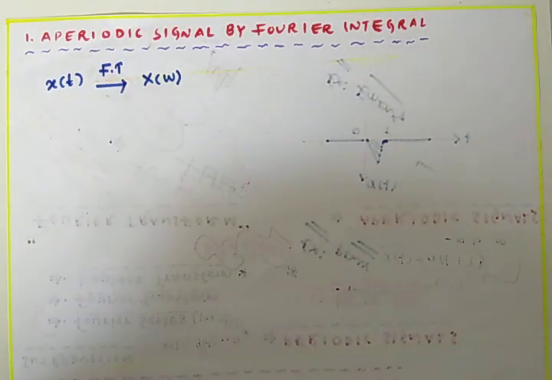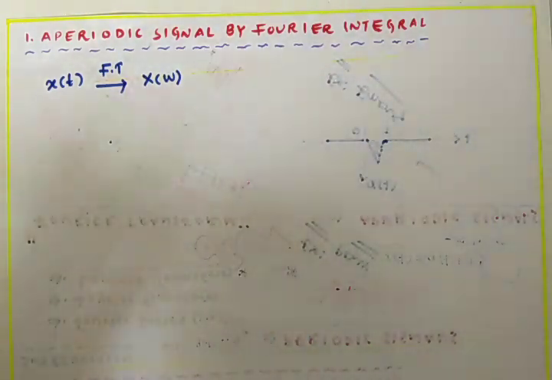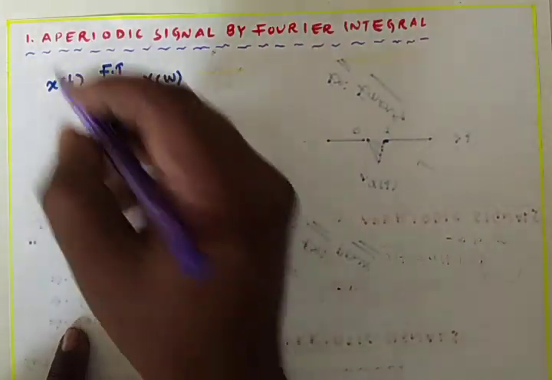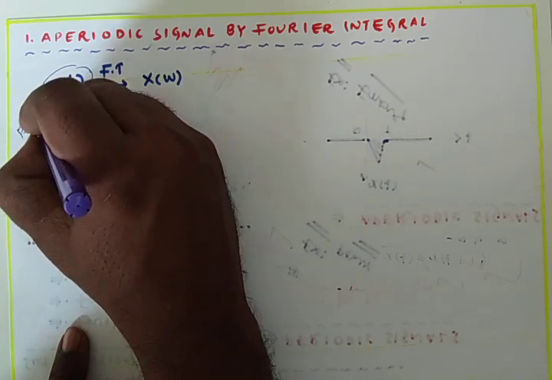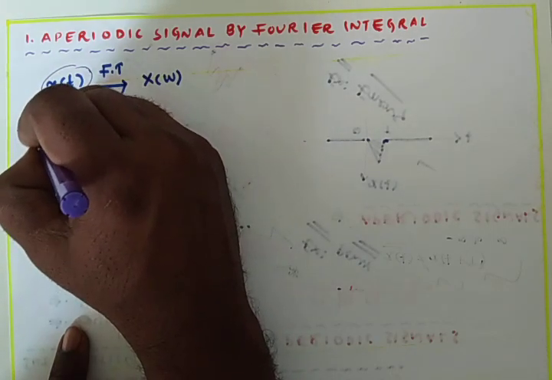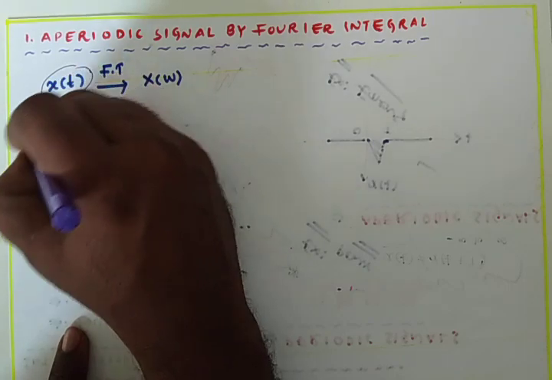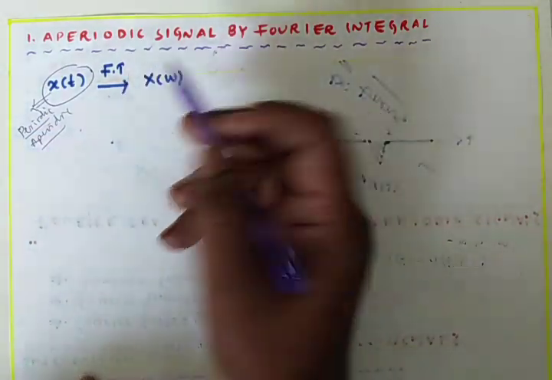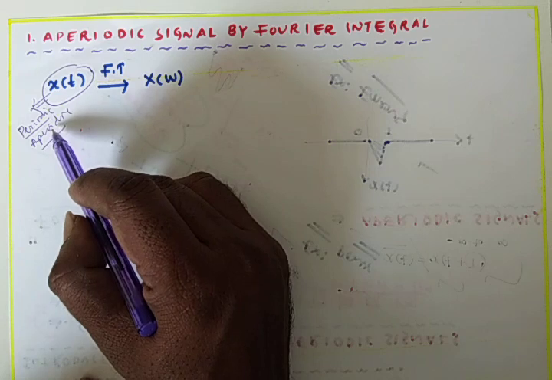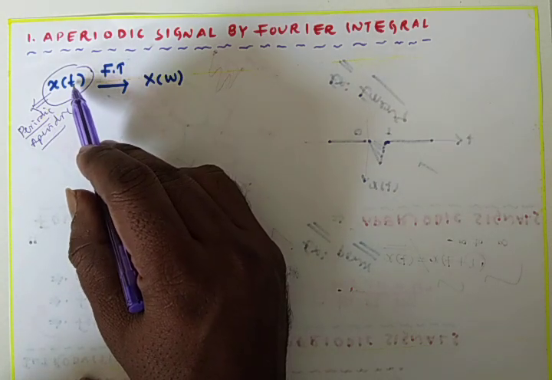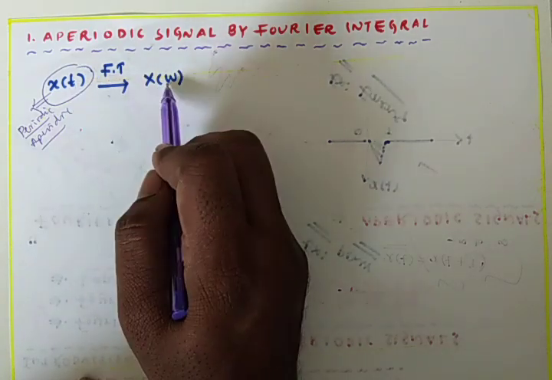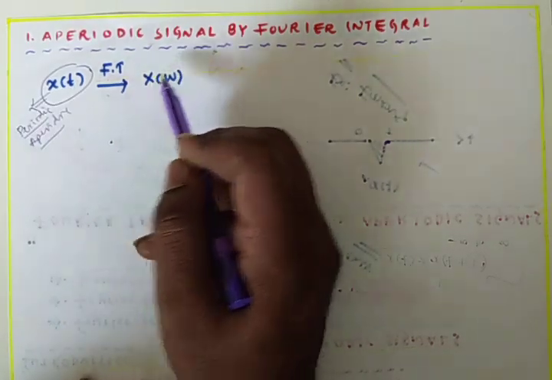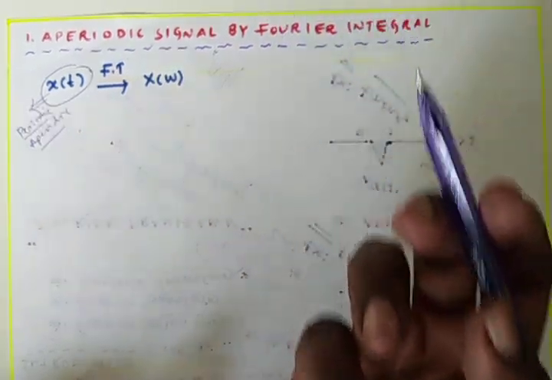Here x of t may be a periodic signal or an aperiodic signal, because we know that the Fourier transform can be applicable for periodic as well as aperiodic signals. By applying the Fourier transform on a continuous time signal, we can convert the time domain signal into the frequency domain, that is x of omega.